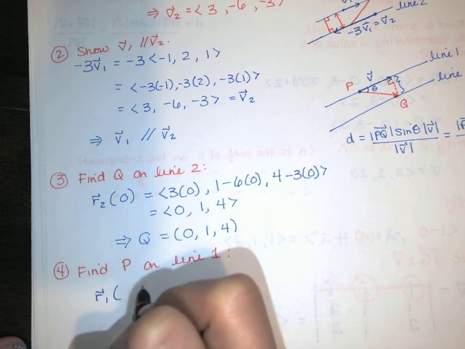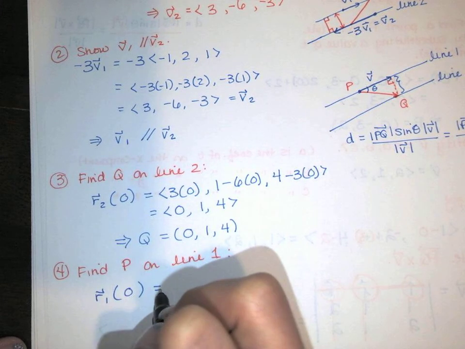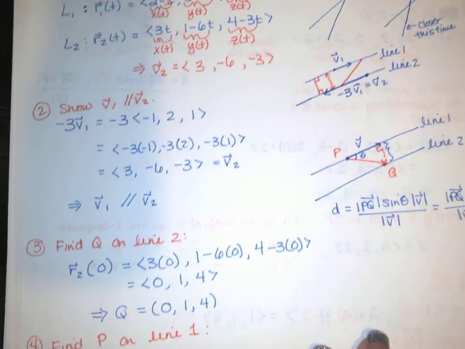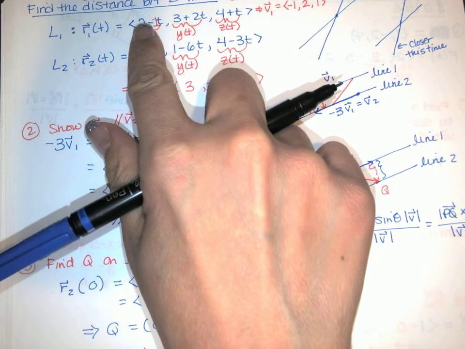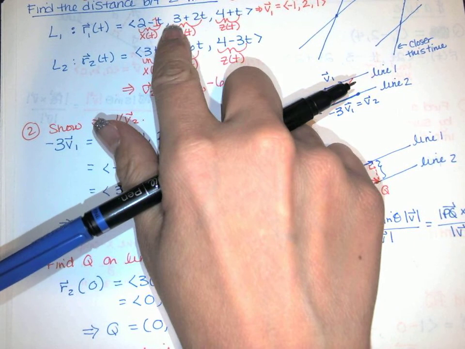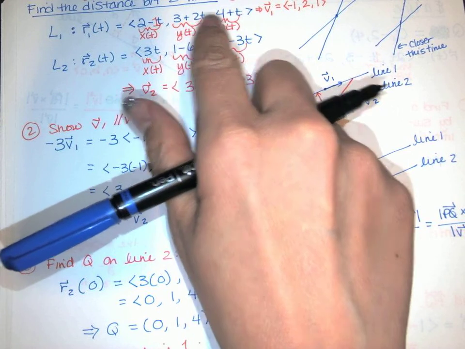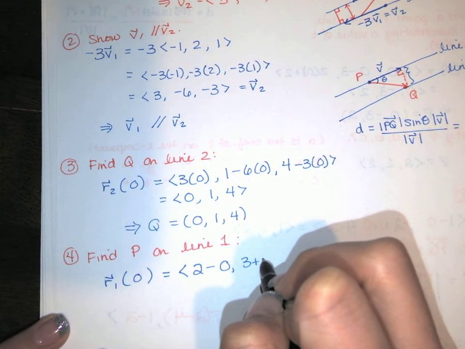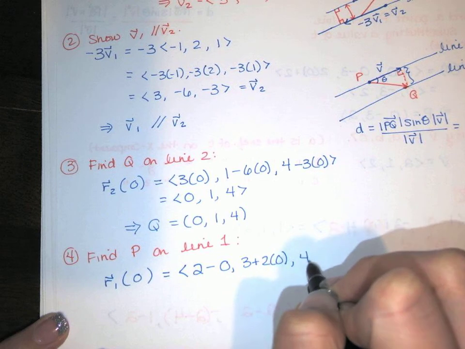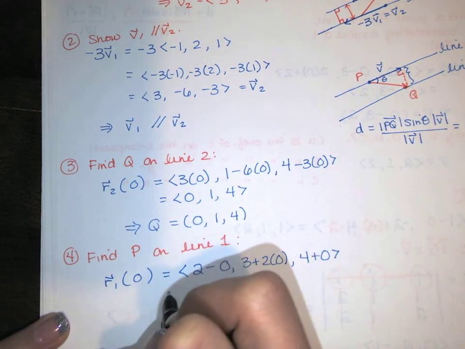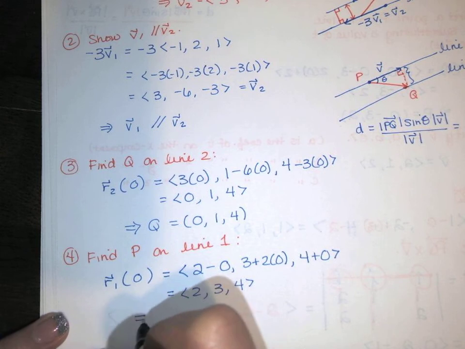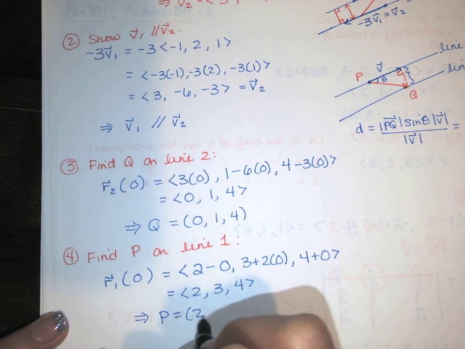Just for ease, I'm going to substitute in t equals 0 again. I'm substituting into this right here: 2 minus 0, 3 plus 2 times 0, and 4 plus 0. We work this out, and we get that. And so that is the location of P.